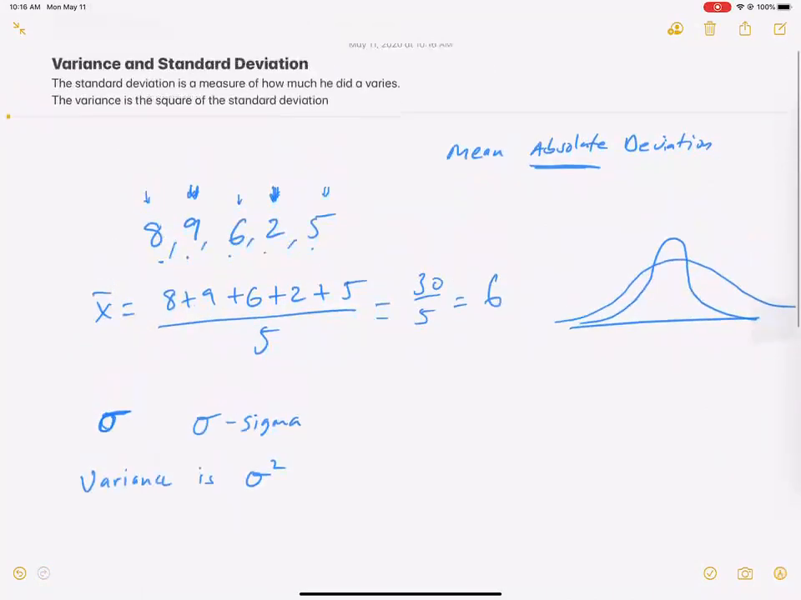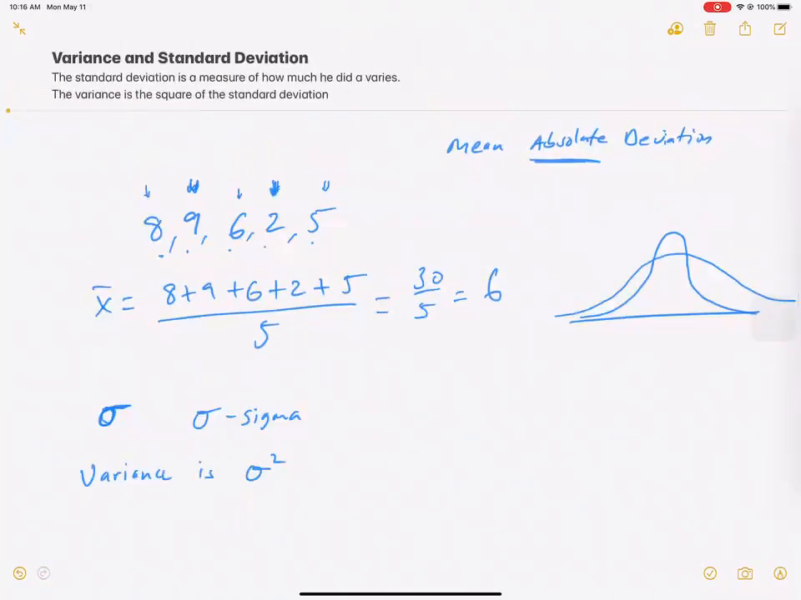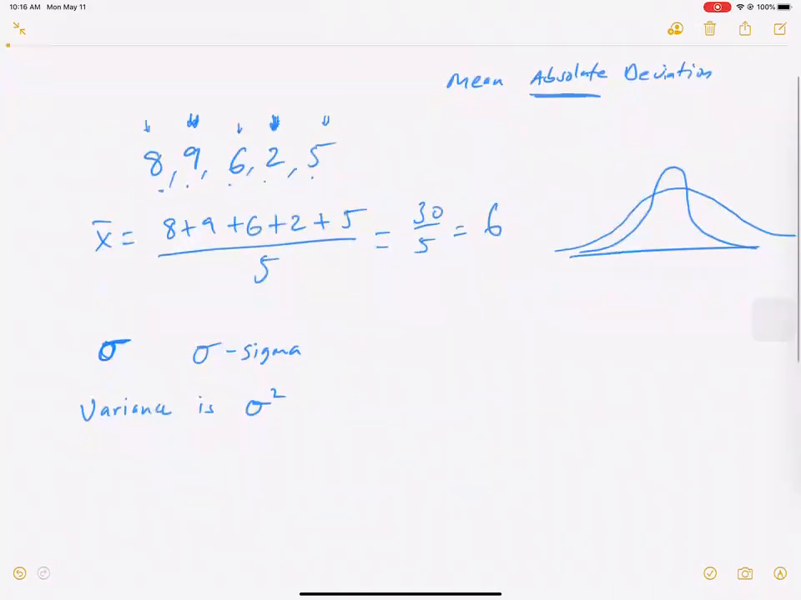Let's look at a definition over here. Variance is the square of standard deviation. So sigma is going to be, for us, standard deviation. So variance is the squared version and sigma is the unsquared version.